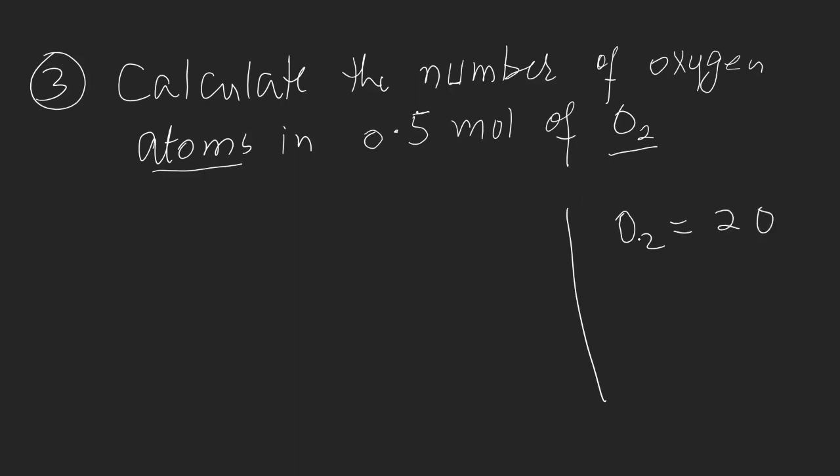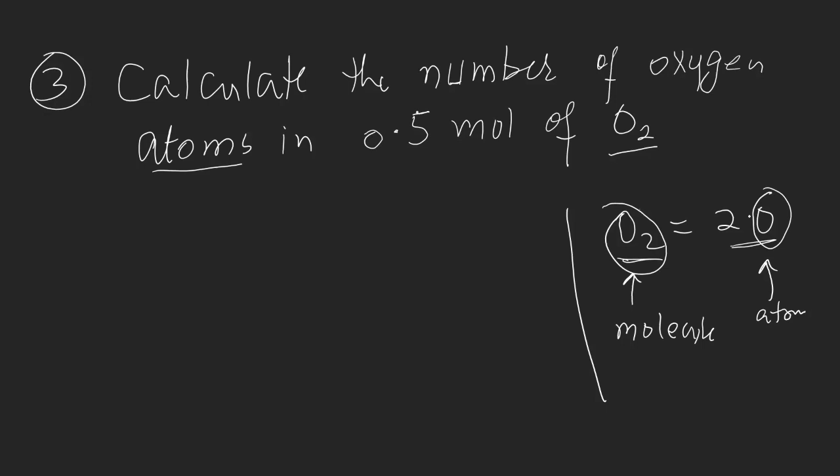Each O2, just like a bicycle, has 2 tires. So O2 is a whole molecule, but it is made up of 2 oxygen atoms. So we can say that 1 mole of O2 is made up of 2 moles of oxygen atoms. This is a molecule, and this is an atom. In one O2 molecule, there are 2 oxygen atoms.